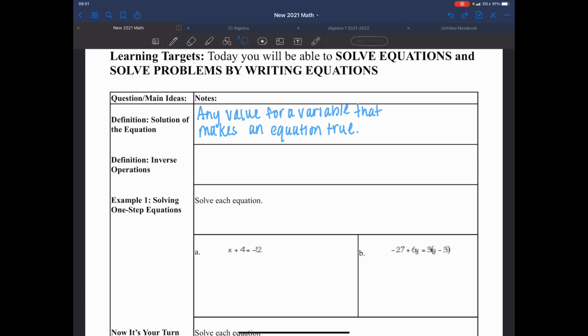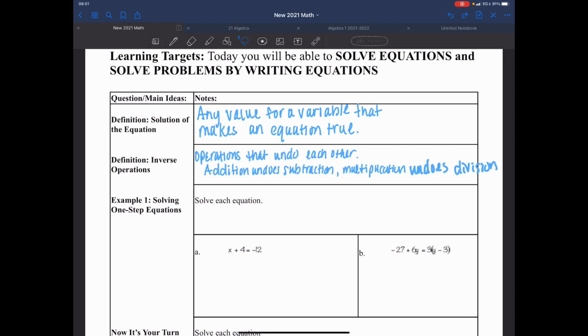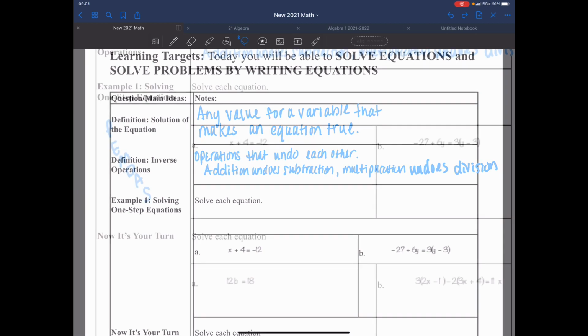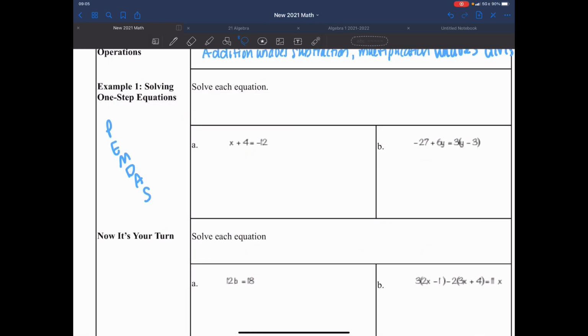Next is inverse operations. An inverse operation is a set of operations that undo each other. An example of this would be addition undoes subtraction and multiplication undoes division. In one step, we're going to solve each equation. For example A, we're going to use PEMDAS, but instead of going forward, we're going to go backwards. So we're going to start with subtraction, addition, division, multiplication, exponents, and parentheses.